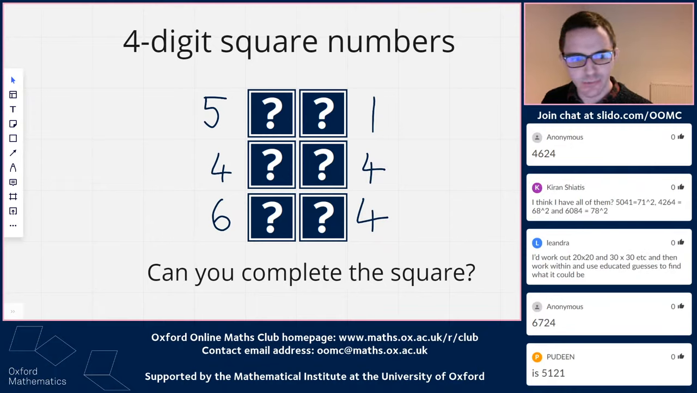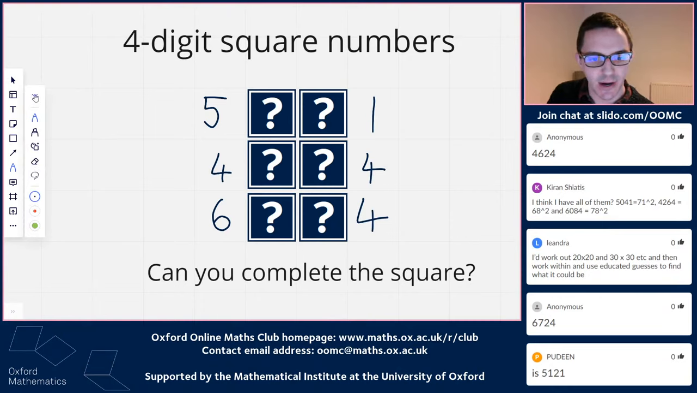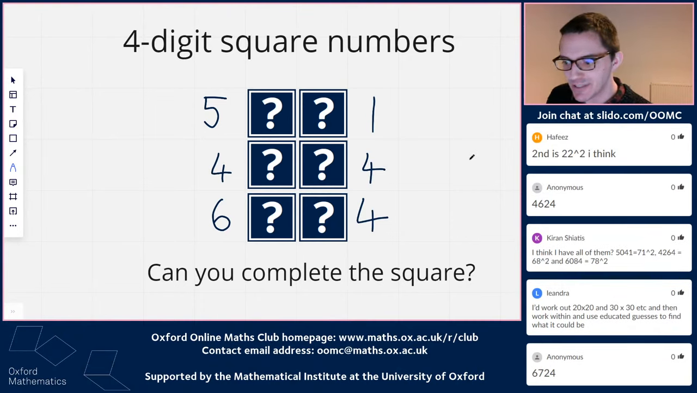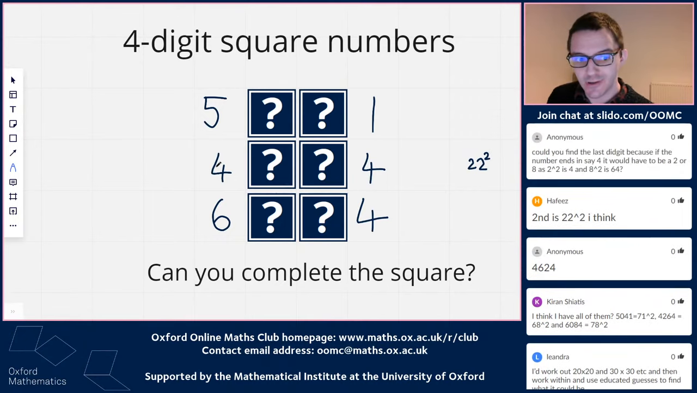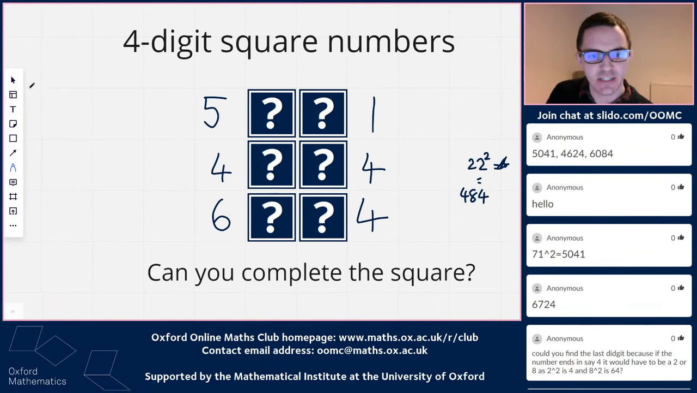Is it something like 22 squared? Let's see if it's 22 squared. I'm not going to show you the other digit, I'm going to try and work out 22 squared. I like where the logic for 22 squared has come from. The person who said 22 squared is maybe thinking that 2 squared is 4. Unfortunately, 22 squared is 484, which has unfortunately only got 3 digits.